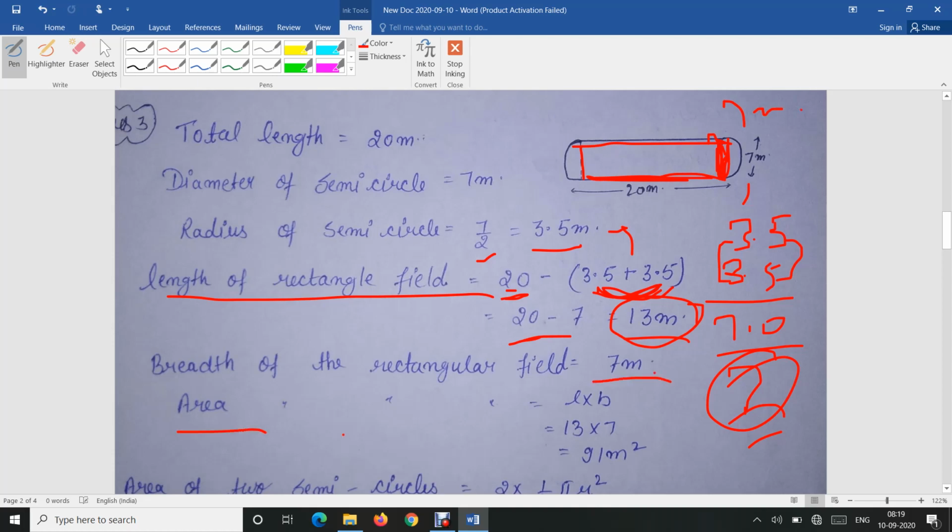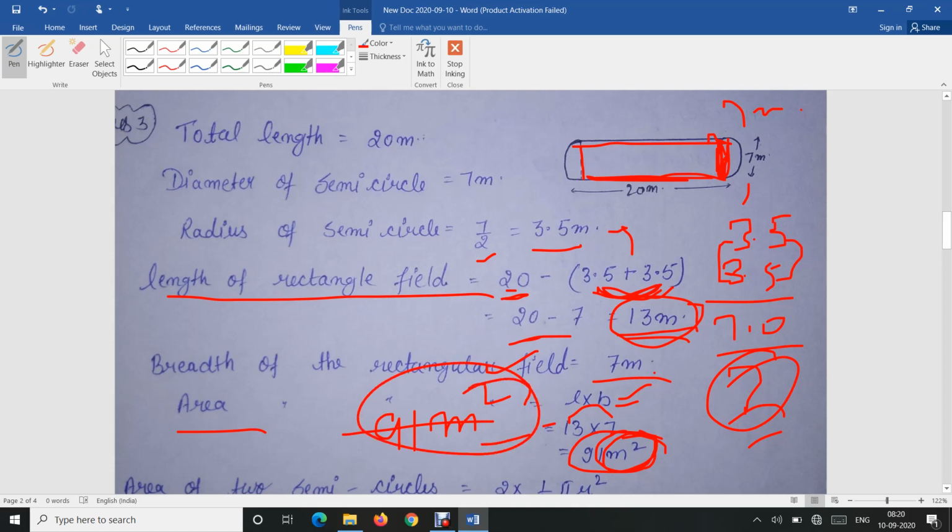Now we can find the area of this rectangular field, and we know that the area of the rectangle is length multiplied by breadth. Length is 13 meter and breadth is 7 meter. So 13 multiplied by 7 is 91. And we know that when we find the area, we have to put the unit in the form of square. So if the unit is meter, then the answer will be 91 meter square. This square is for area. Okay, so the answer is 91 meter square.